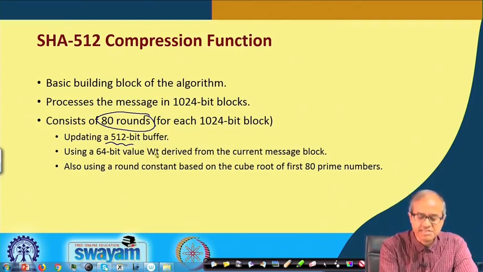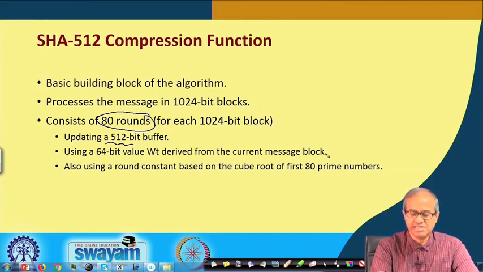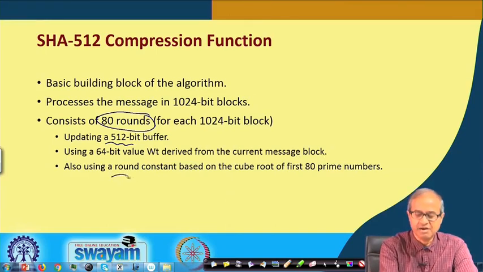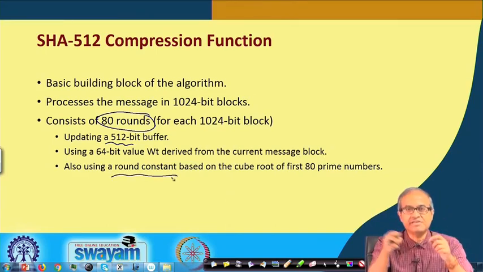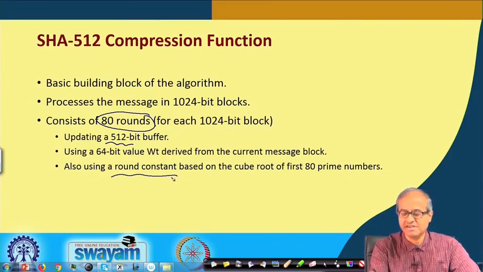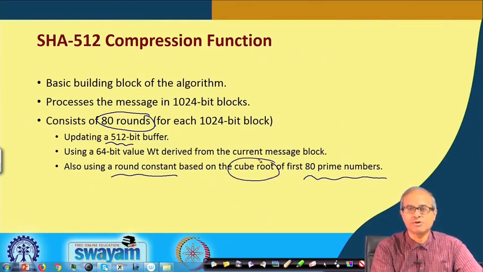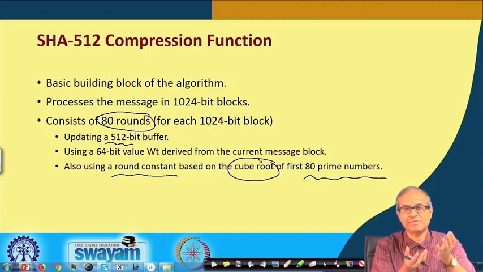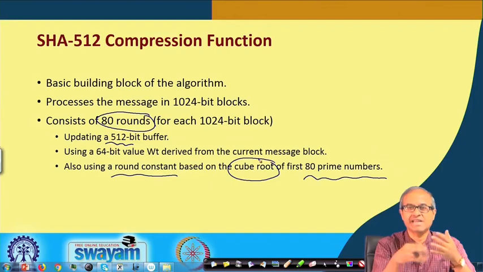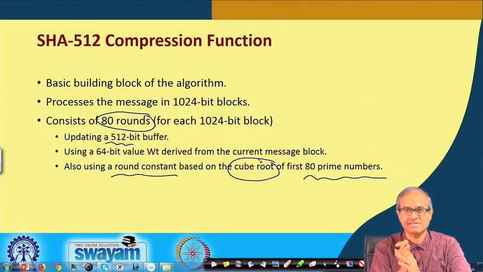It uses a 64 bit value Wt derived from the message block, and also uses a round constant in each of these 80 rounds, and these round constants are generated from the first 80 prime numbers. You compute the cube root of each of them, and the result of that cube root, whatever is obtained, is taken as a round constant. So, you see the things are fairly complicated inside.